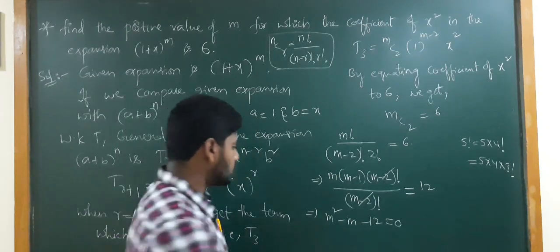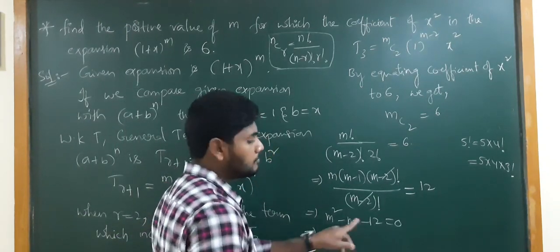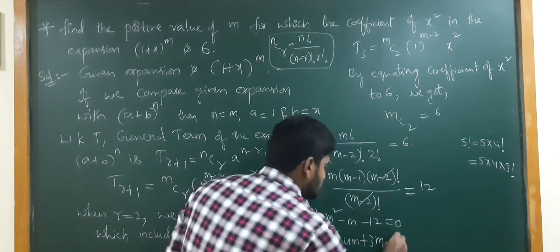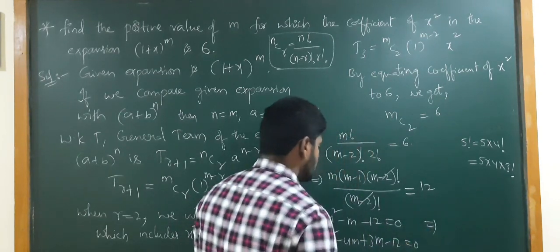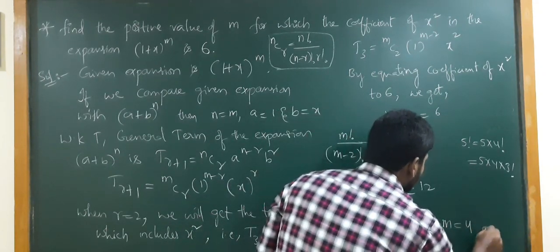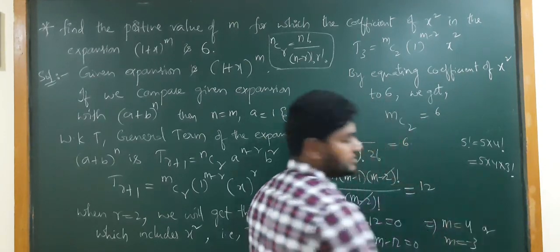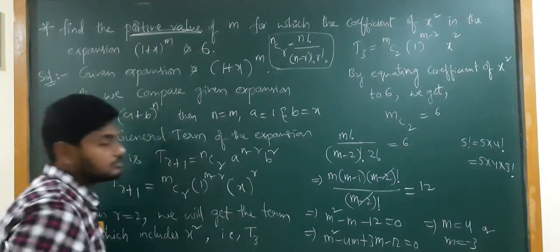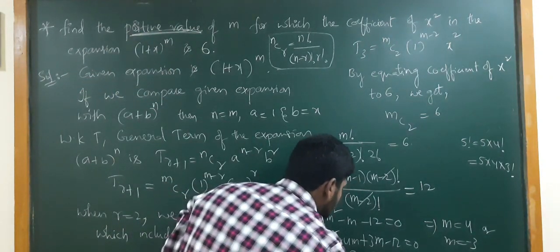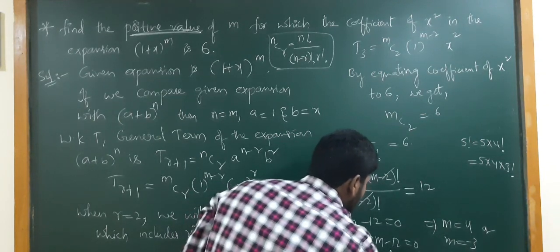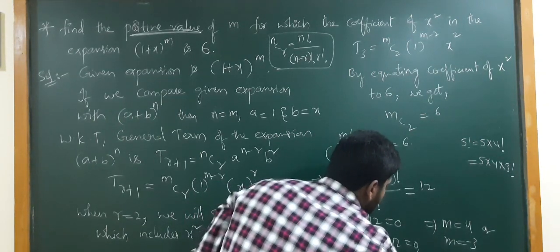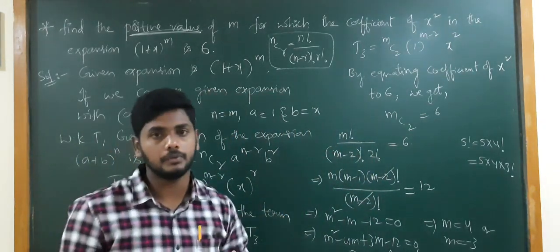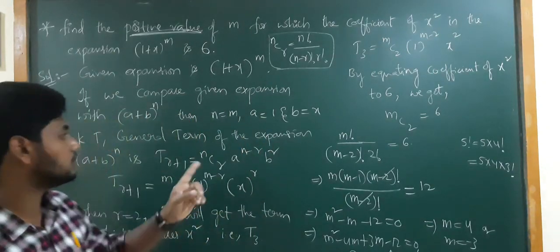So get the factors for this. m square minus 4m plus 3m minus 12 equal to 0. So what are the m values we will get? m equal to 4 or m equal to minus 3. But out of those two values, which value do we need to consider? The positive value. Therefore the required m value is 4, right? So by using the general term only we can solve so many problems to find the unknown values. Pause the video to note it down.